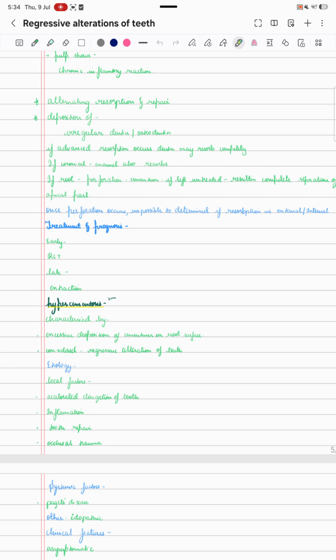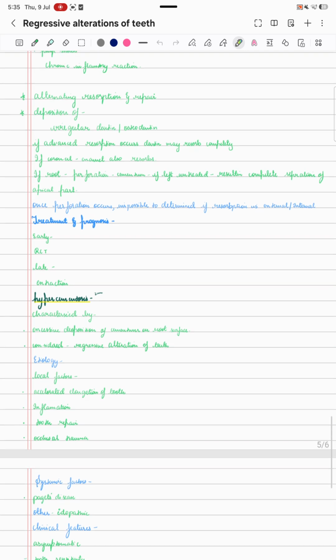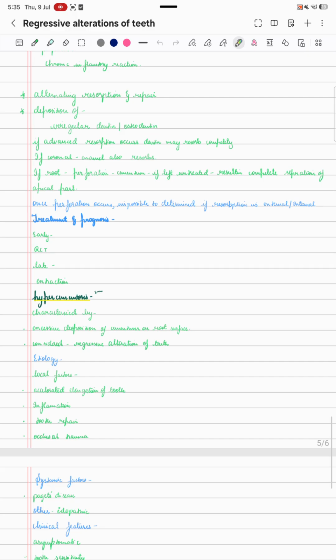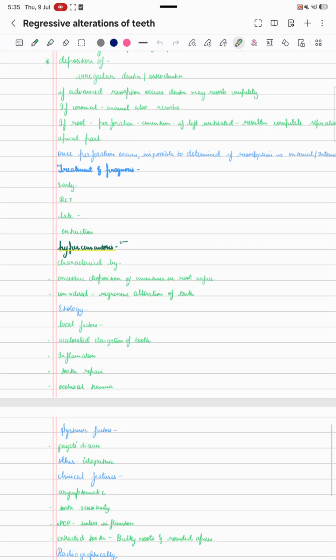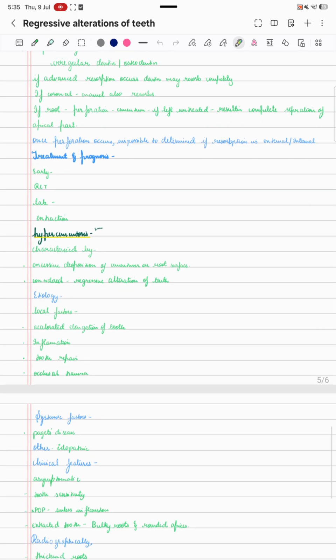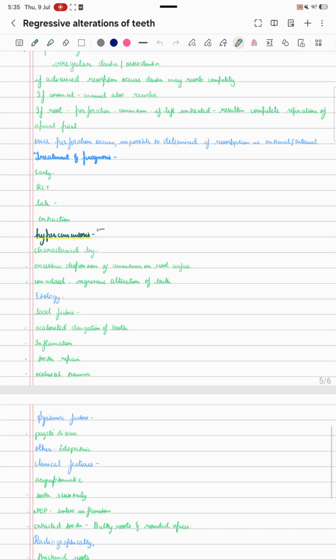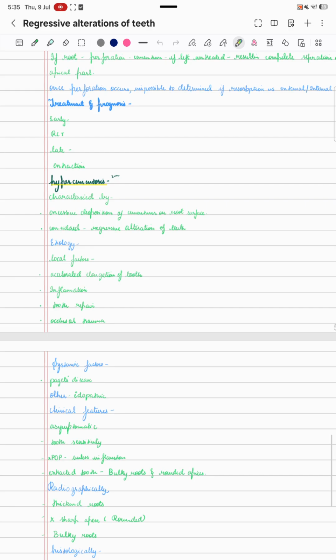Coronally, enamel resorbs. If it is radicular, then the cementum resorbs and results in complete separation of the apical part. Once perforation occurs, it is impossible to determine whether it is external resorption or internal resorption. Then treatment: if it is early, you do an RCT; if it is late, then an extraction.